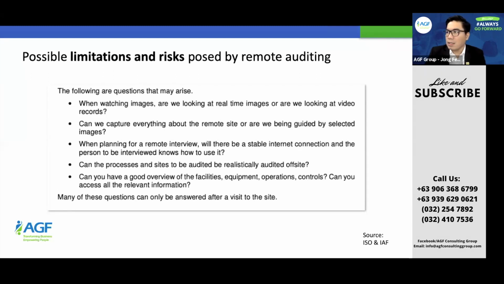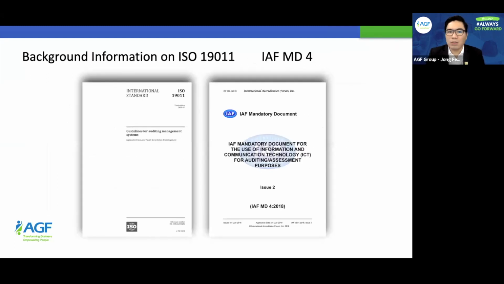Now, let's take a look at some background information first. Take note that there are two documents you need to understand. I've already shown you ISO 19011:2018, the auditing guidelines. But take note as well that there's an IAF mandatory document, IAF MD4. Let me repeat that: IAF MD4 stands for International Accreditation Forum Mandatory Document 4.